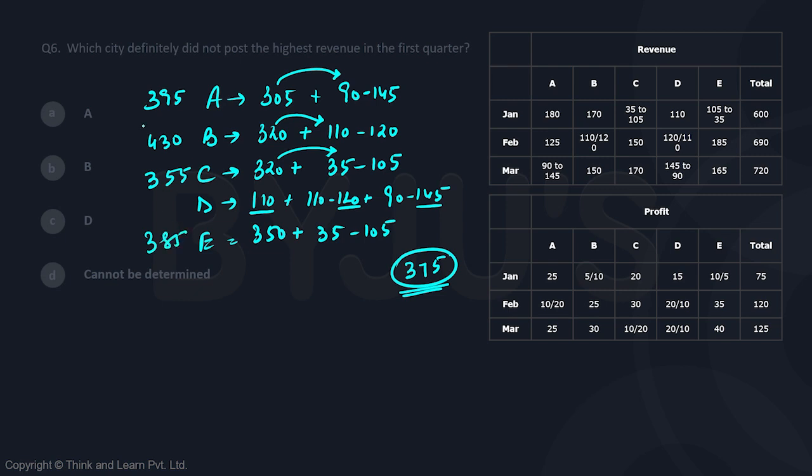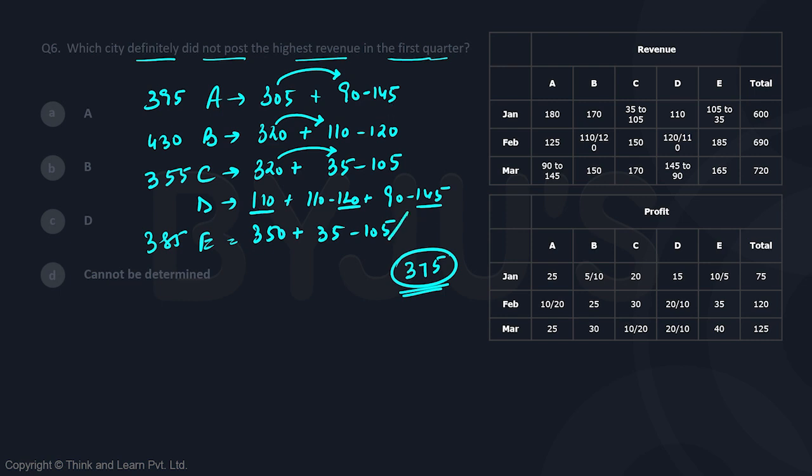Question is saying, which city definitely did not post the highest revenue in the first quarter? Rather, I should have checked that who cannot post the maximum in the first quarter. I have probably calculated the wrong figures over here. What should I have done?